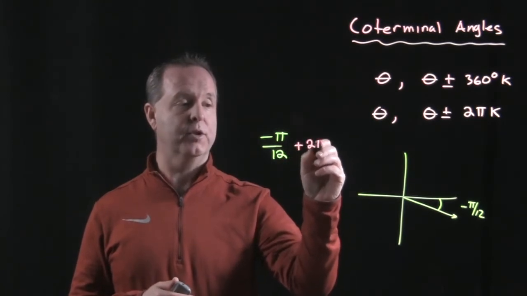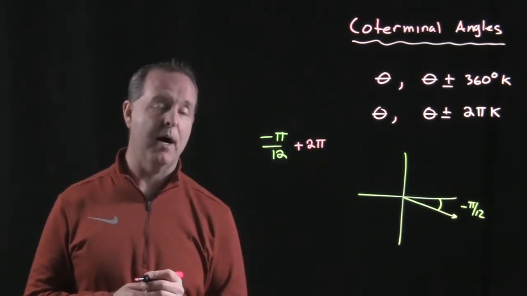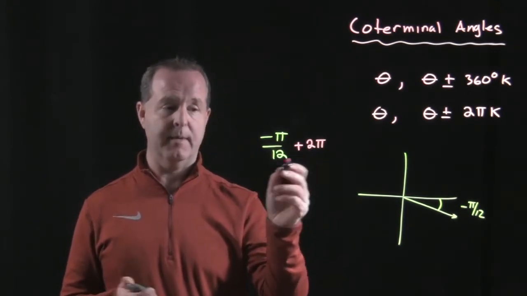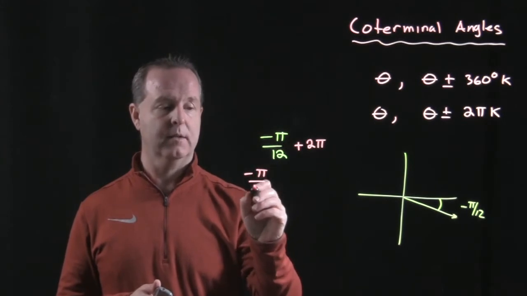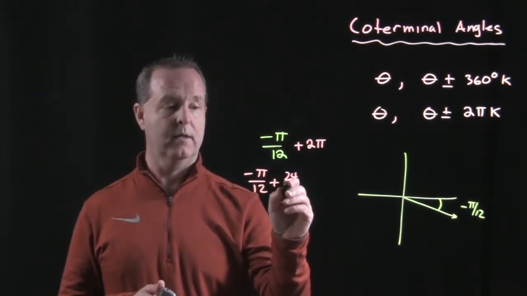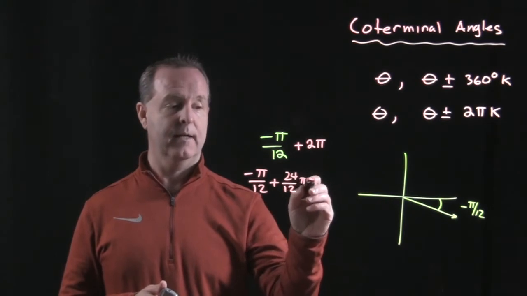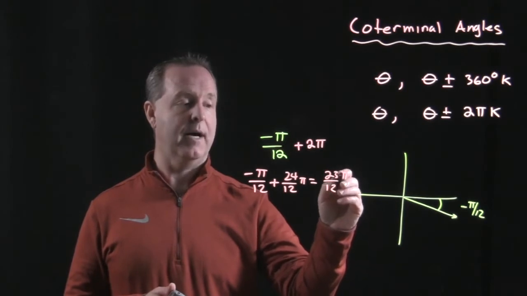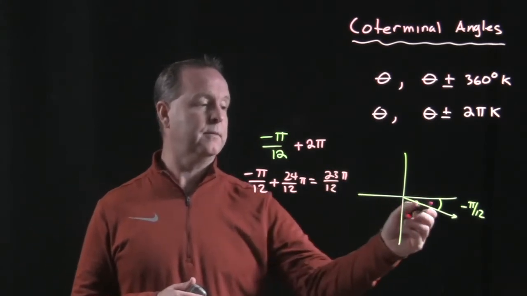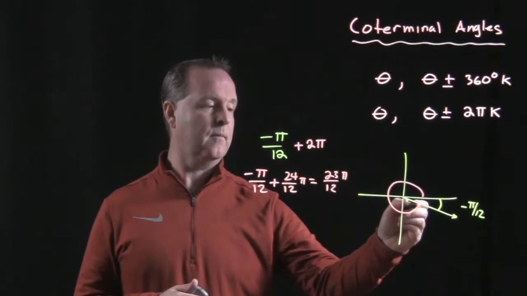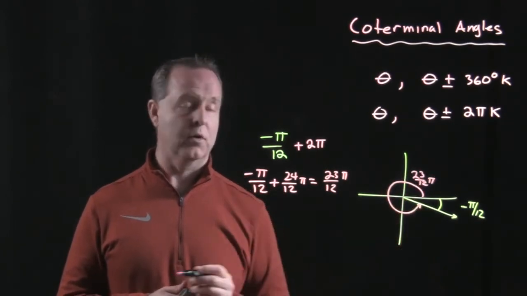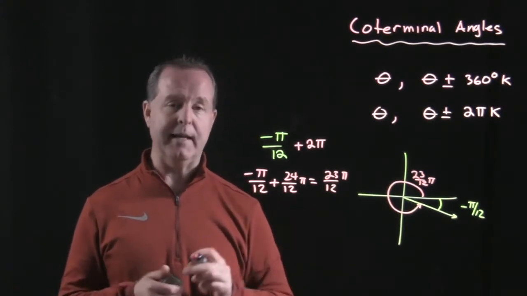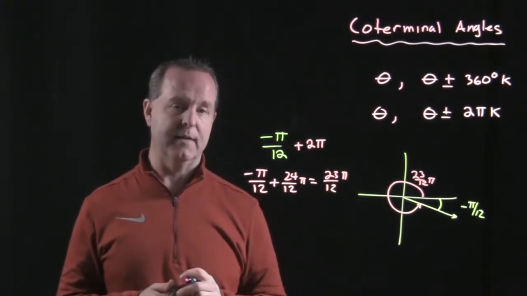So 1 revolution is what I'm going to add to that to get my positive coterminal angle that's less than 2 pi. To add these, I could have common denominators, of course, so negative pi 12ths plus 24 12ths pi. Add those together, I'm left with 23 12ths pi. And that's a coterminal angle. So 23 12ths pi is coterminal with negative pi 12ths. Those both end at the same place. We just got there from a different direction.